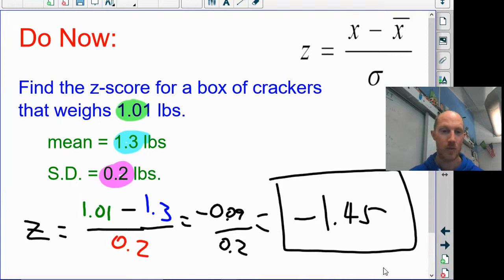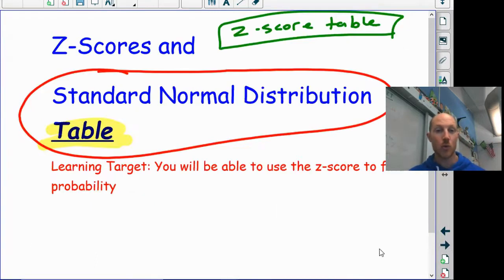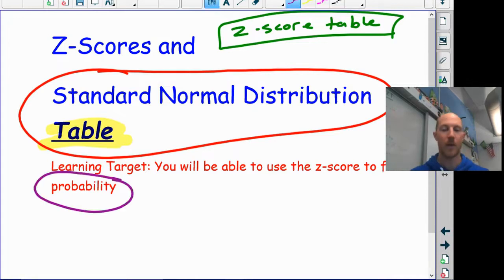All right, so set that up. We should come up with a z-score of negative 1.45. Yes. So what are we going to do with the z-score? Today, we're looking at what to do with z-scores. We can use a standard normal distribution table in order to achieve our learning target, which is we can use a z-score to find probability. Which really is the end goal.